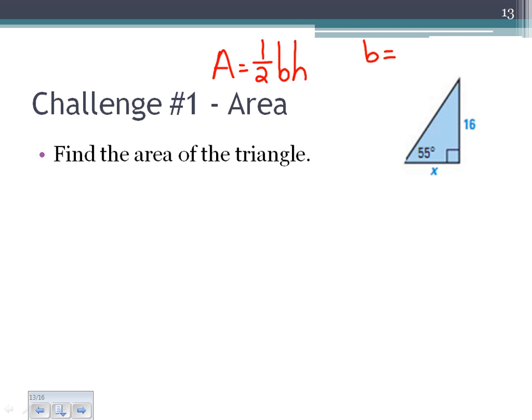X? And we don't know what that is, right? What's my height? 16. So, if I find my base, the x value, can I plug it in to find the area? Yep. So what do we need to find first? The base, which is x. Once we find x, we can find the area. So it's a two-step problem. Go ahead and get started on that. And if somebody finishes, you can do it on the board.